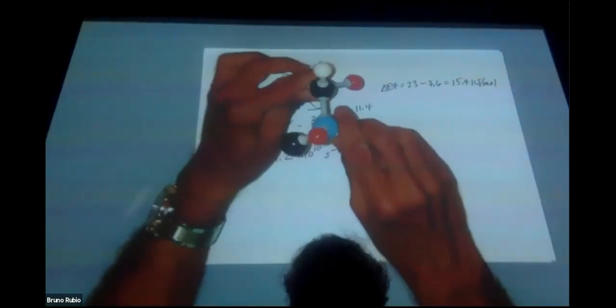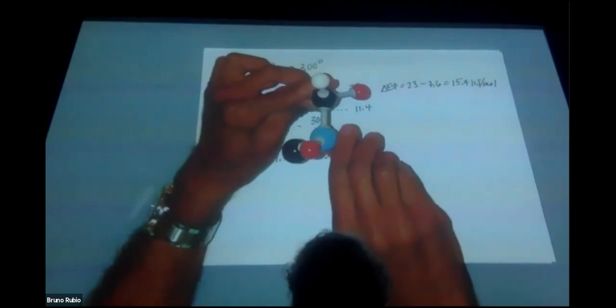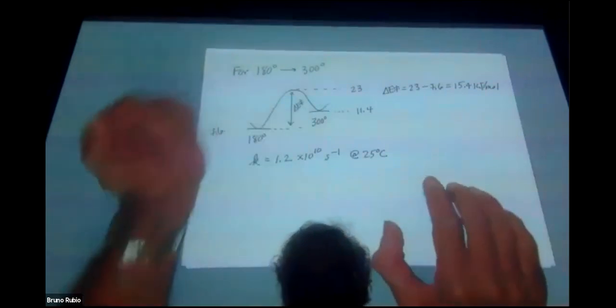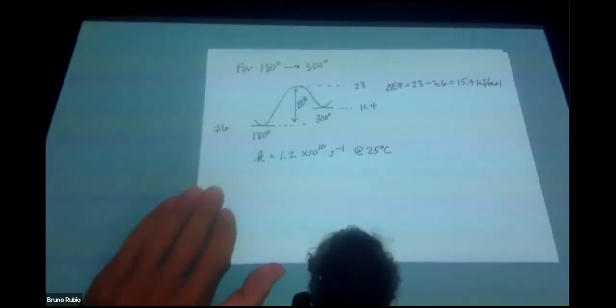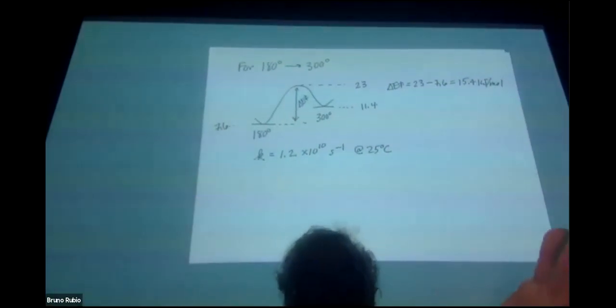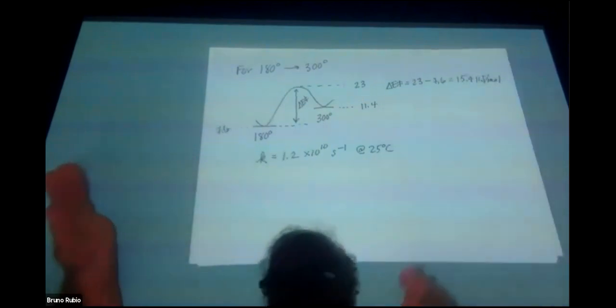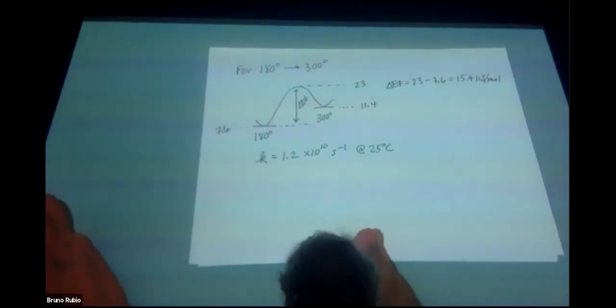So going from the 180 to the 300, that happens 12 billion times per second. The rotation of the carbon-carbon single bond is unimaginably fast.